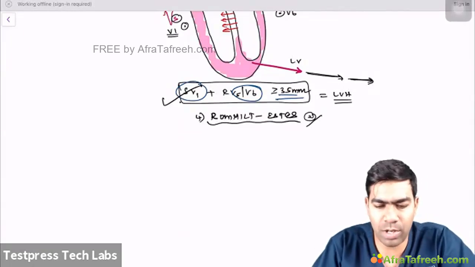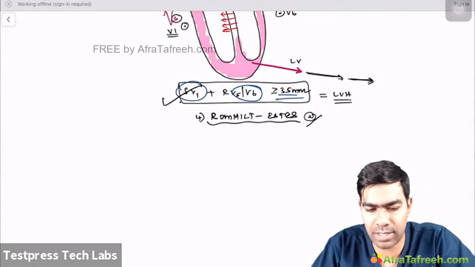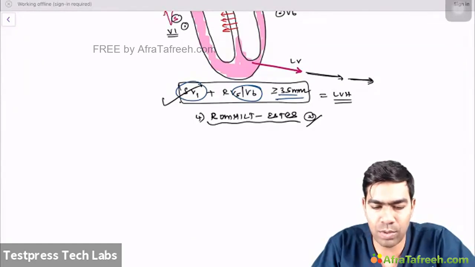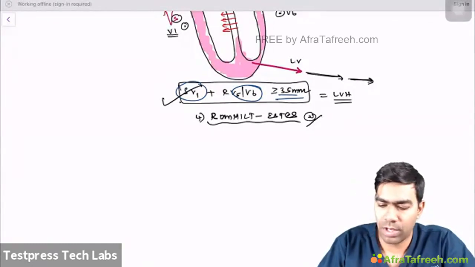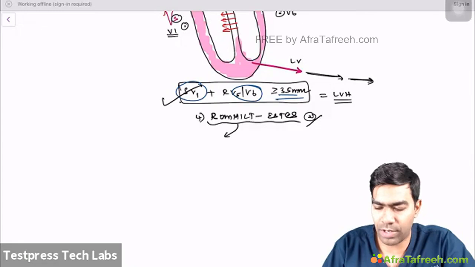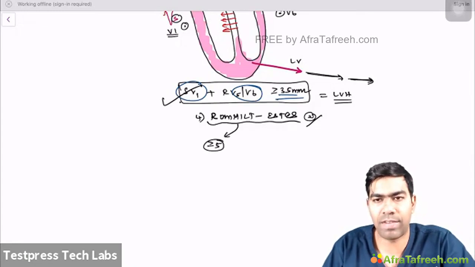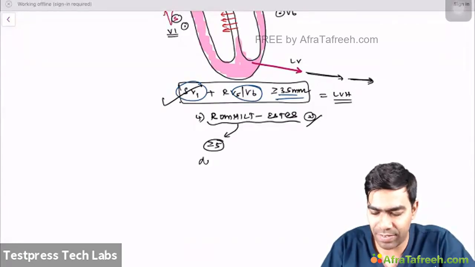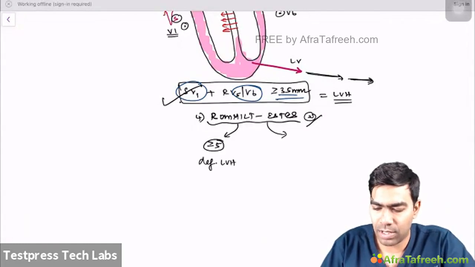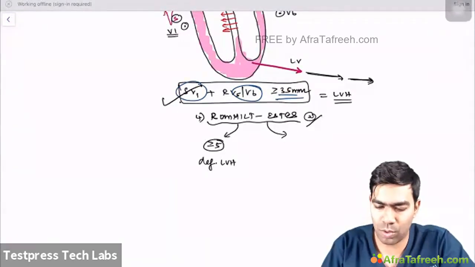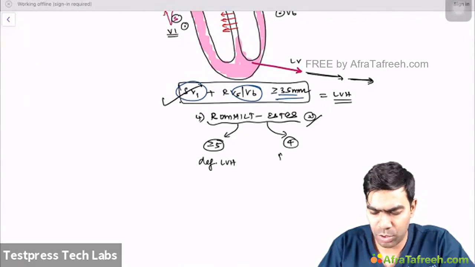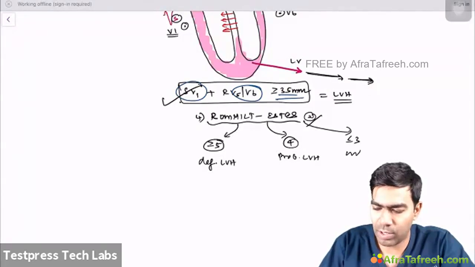It's a question. Once upon a time they asked this, the Romhilt-Estes index or Romhilt-Estes score. Where will you use a Romhilt-Estes score? You're going to use it in left ventricular hypertrophy. So if you want to know the score that indicates left ventricular hypertrophy, a score of more than 5 points according to the Romhilt-Estes score is definite LVH, and a score of 4 is supposed to be a probable LVH. If the score is less than or equal to 3, it's unlikely to be LVH.